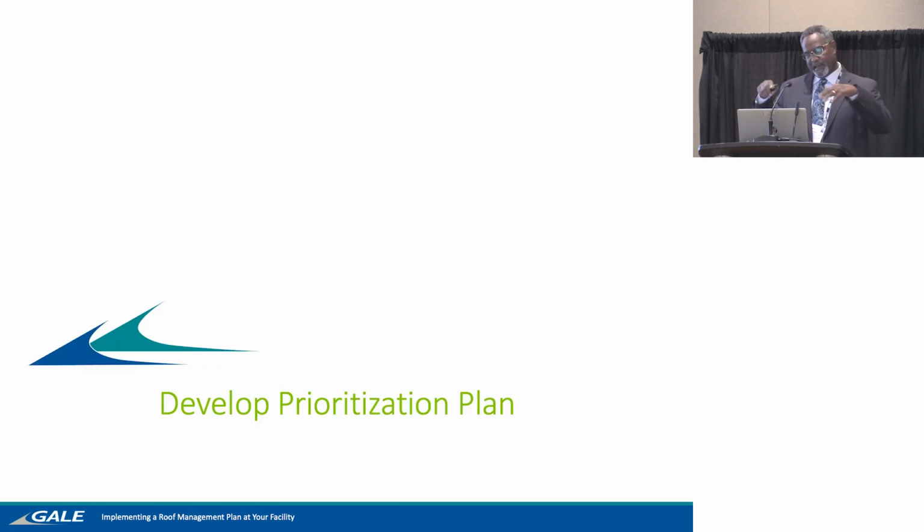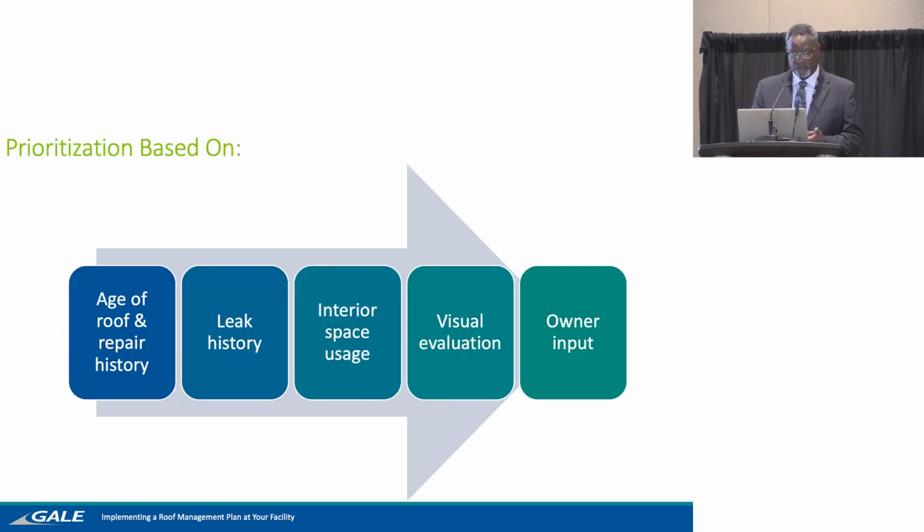So now that we have beaten home the fact that you have to have as much documentation as possible, let's develop that plan then. We said the age of the roof, find the history of the roof, get that in there, the leak history, interior space usage, what it's been used for. This all is going to affect the priority for replacement on these roofs or repairs. Visual evaluation is going to affect that.